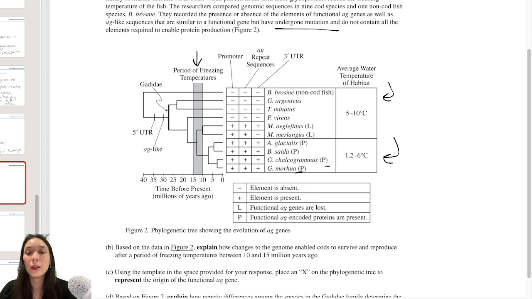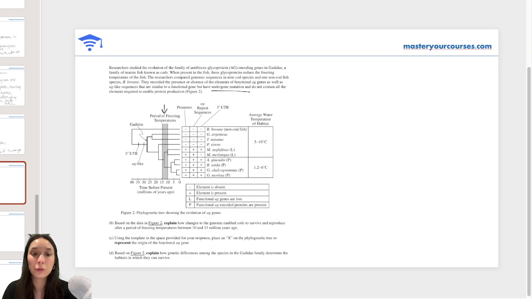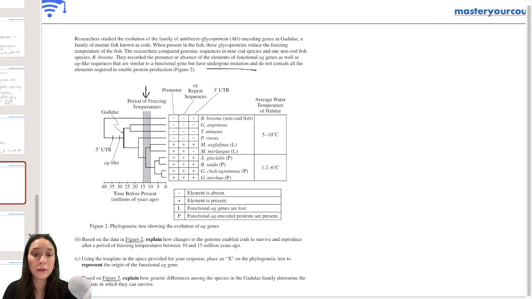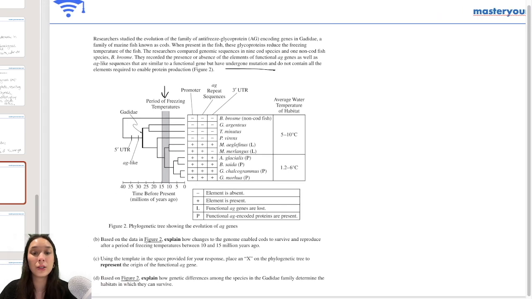Okay, so for part B, let's do this one. Part B says, based on the data in figure 2, explain how changes to the genome enable cod to survive and reproduce after a period of freezing temperatures between 10 and 15 million years ago. This one's actually pretty straightforward, and it's not really asking you anything about this diagram here. Just think about it in general when you're changing the genome sequence.